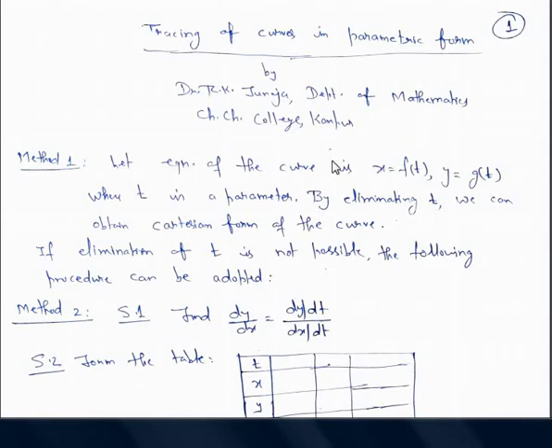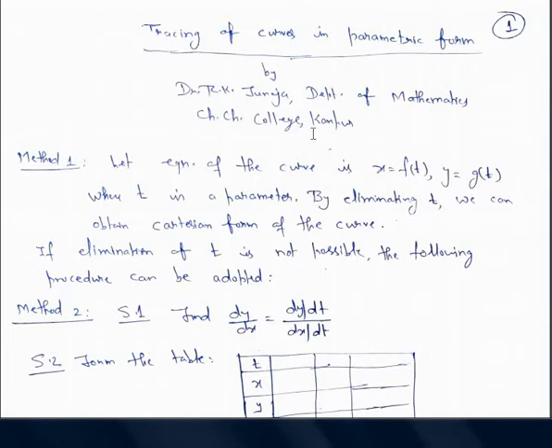Dear students, today we shall learn how to trace the curves which are given in parametric form. Now, what do we mean by parametric form? Suppose the equation of the curve is x equals f of t and y equals g of t, where t is a parameter. So when the curve is given in this form, x in terms of t and y in terms of t, then we say that the curve is in parametric form.